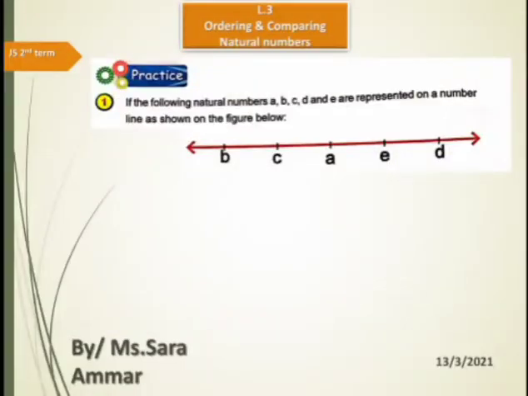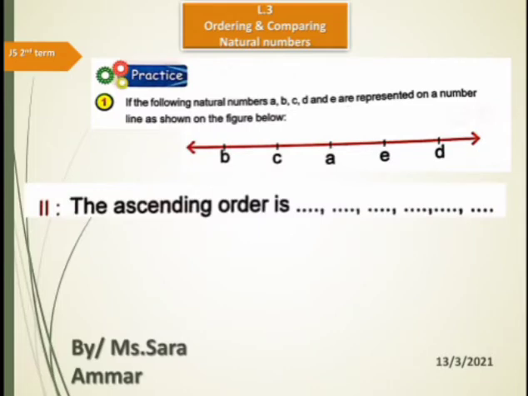For the same question and the same number line, he wants you to write them in ascending order. And of course, you know, ascending means from the smallest to the greatest. So we take from the left side to the right side as they are: B, C, A, E, then D.